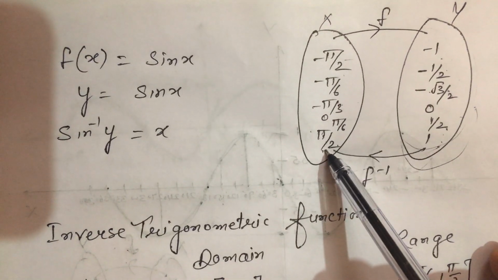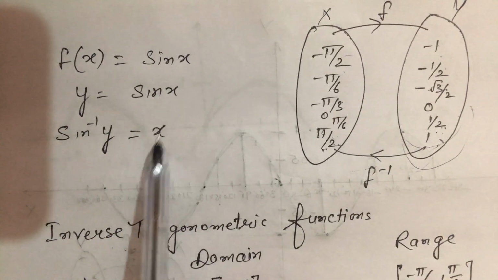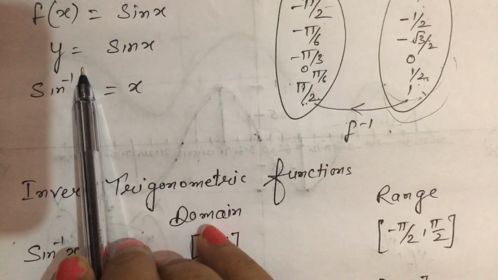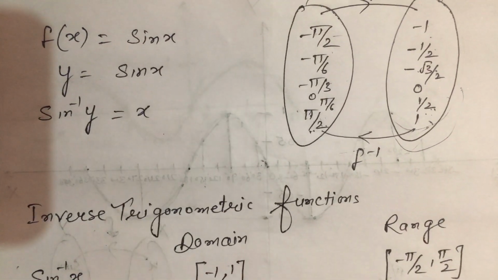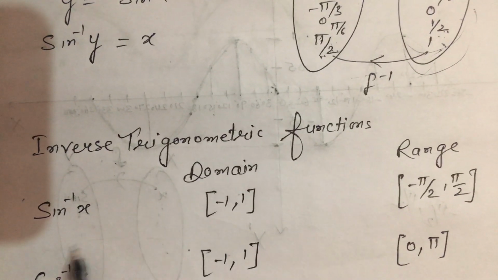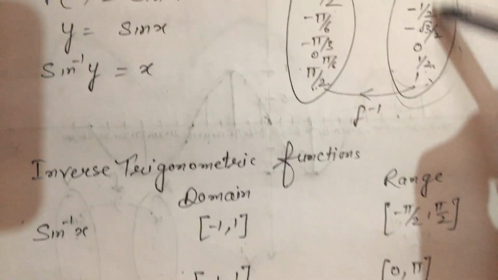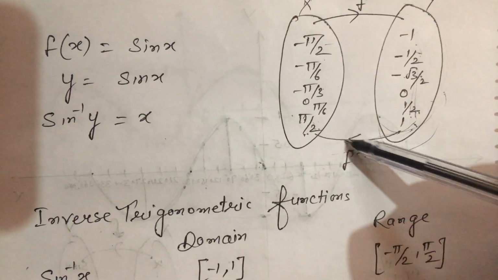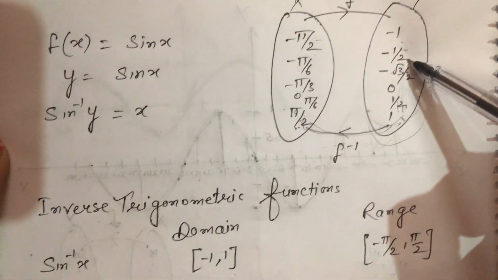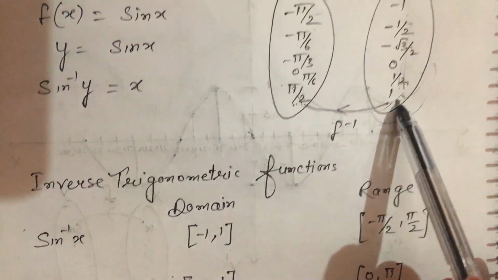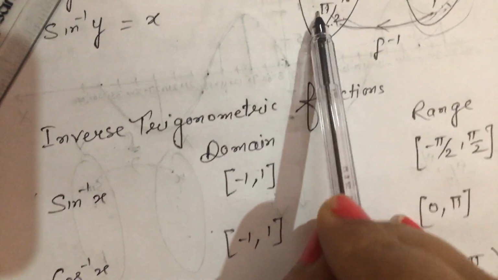So from -π/2 to π/2, it is 1-1 and onto. So this is an inverse function. So y = sin x, then we can write x = sin inverse y. So look at the domain and range of inverse trigonometric functions. sin inverse x has domain -1 to 1. It is the range of sin x, so it will be the domain of the inverse function. This is the domain of sin x, this is the range of sin x, and this will be the domain of the inverse function, and this will be the range of the inverse function.